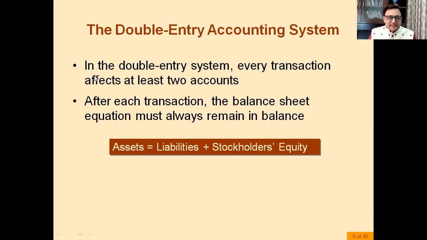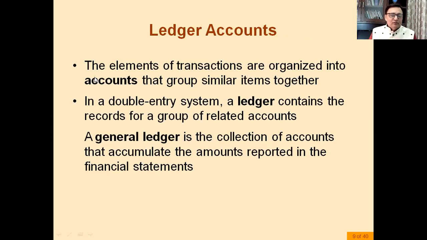That's why it is called a double entry system of accounts. Next very important concept is ledger accounts. The elements of those transactions are organized into accounts that group similar items together. For example, we pass the various entries in the book of original entry, that is the journal.